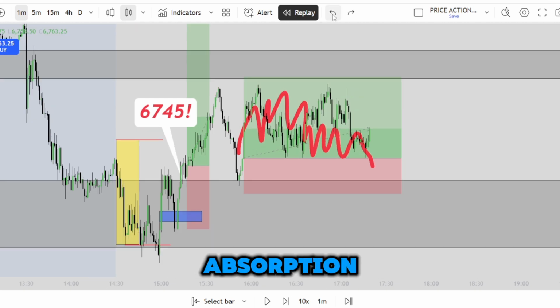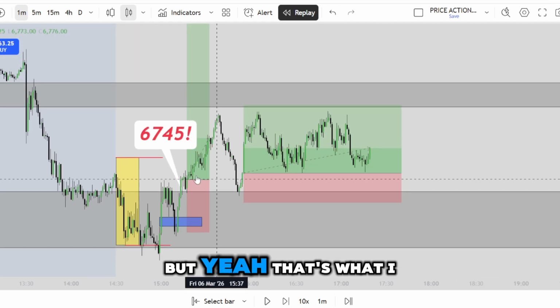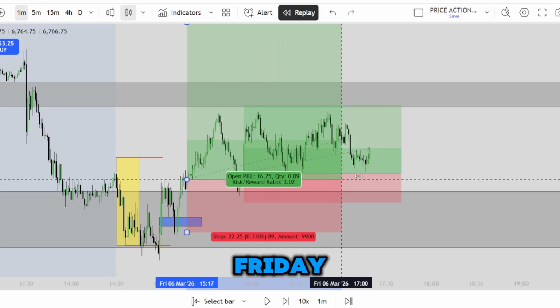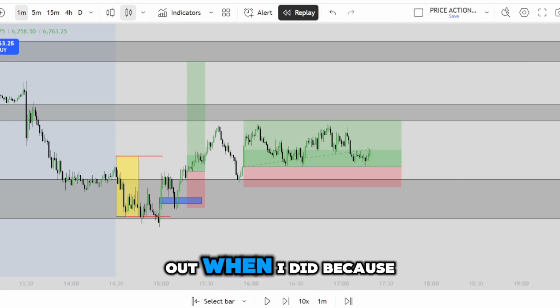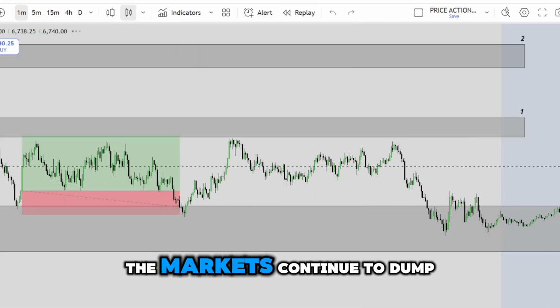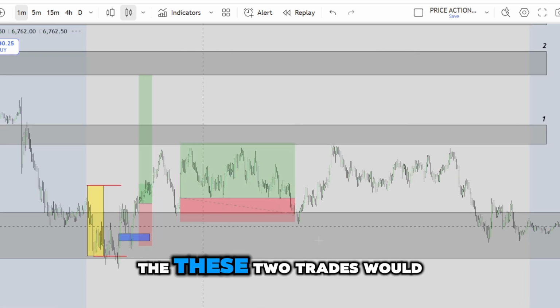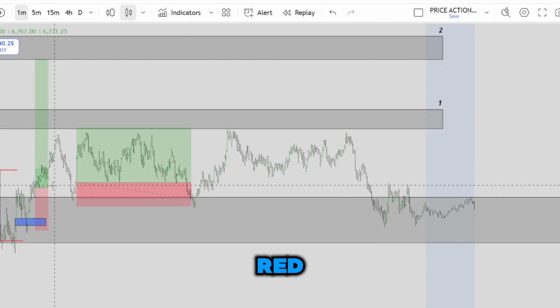As well as the absorption. But yeah, that's what I wanted to go through on Friday. That was sort of the trades that I was looking at. And I'm glad I got out when I did because the markets continue to dump, bearish. These two trades would have eventually ended in the red, right? If I didn't get out.